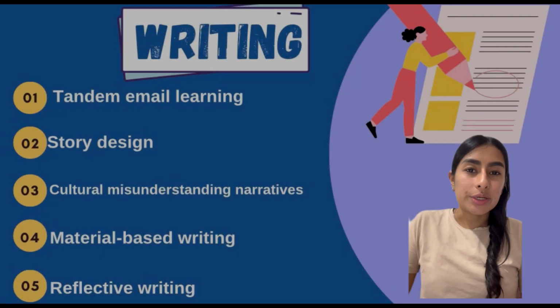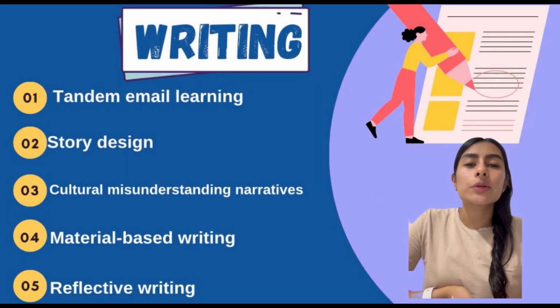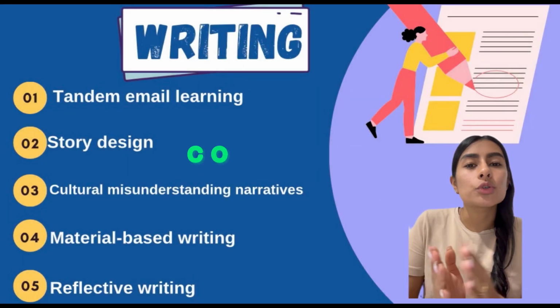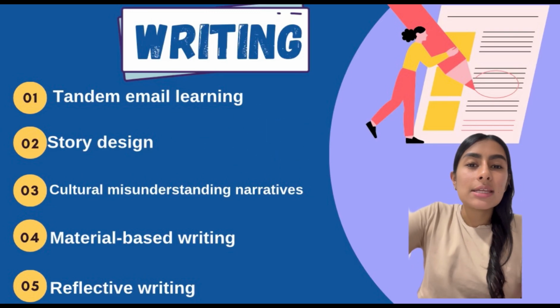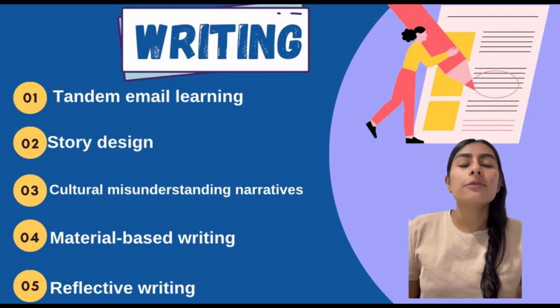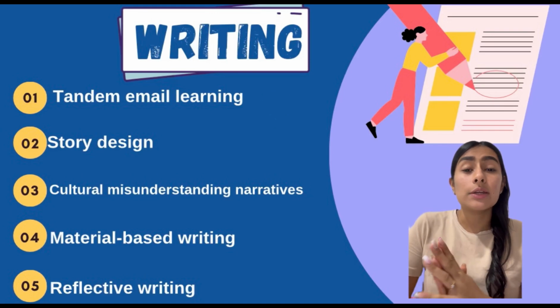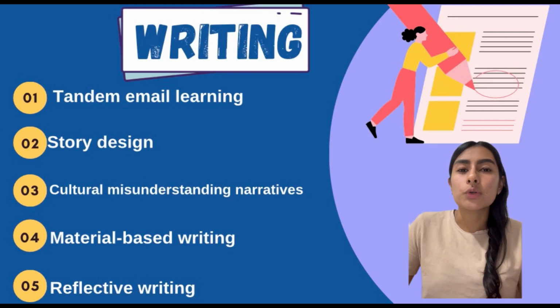We're going to continue with the writing skill, and the main focus of this ability is to develop learners' ability to produce coherent and culturally sensitive written text. It is divided into different activities, and the first one is tandem email learning. Tandem email learning focuses on exchanging emails with native speakers to practice extended writing on cultural topics.